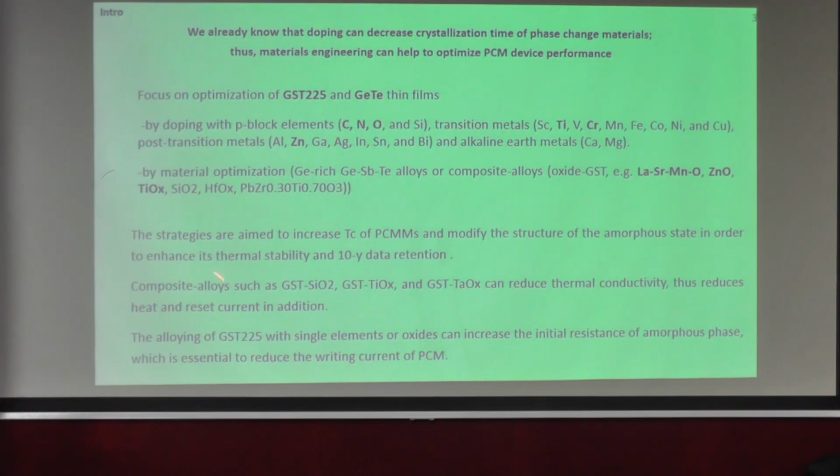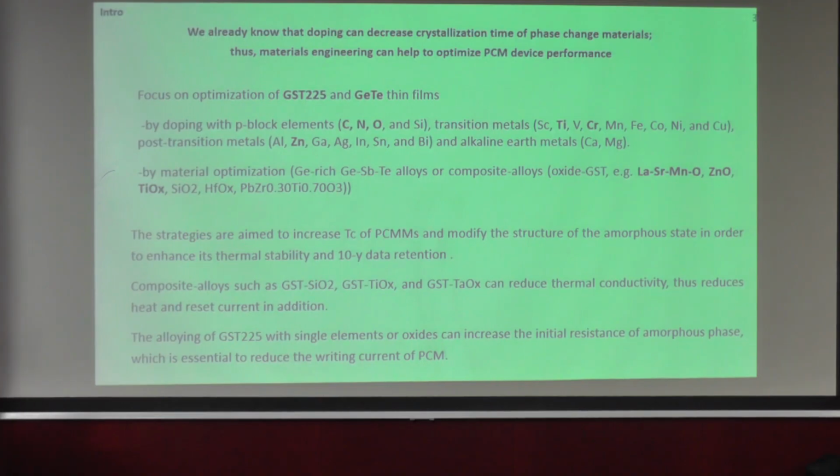In addition, the composite alloys like SiO2 or titanium oxide or tantalum oxide can also reduce the thermal conductivity of PCM devices, and this will help to reduce the heat dissipation, and so it will improve the reset current. Also, alloys of GST with these single element oxide materials can increase the initial resistance state of the amorphous phase, and this will also be essential in the reduction of the reset current of PCM.